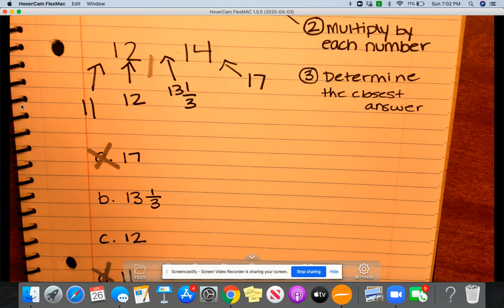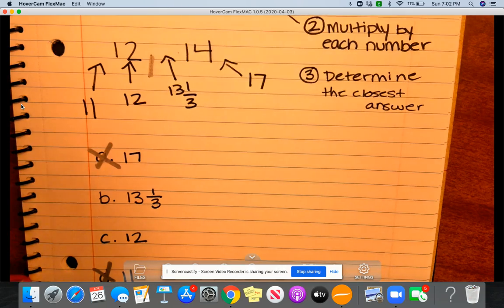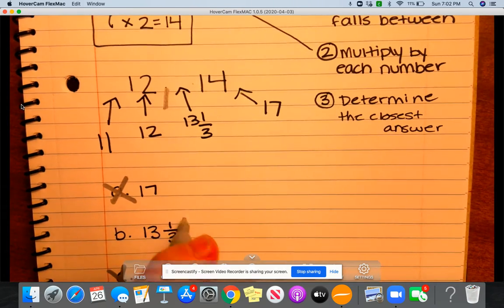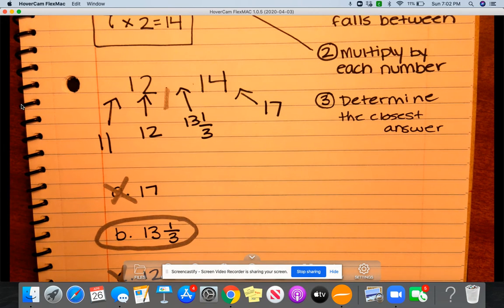Think about what we know about 2/3. Can the answer be 12? Well, the answer couldn't be 12 because that would just be 6 times 2. So the answer can't be 12, so it must be 13 and 1/3. So estimating is really making a rough answer.